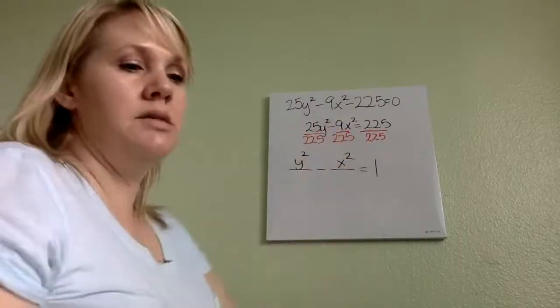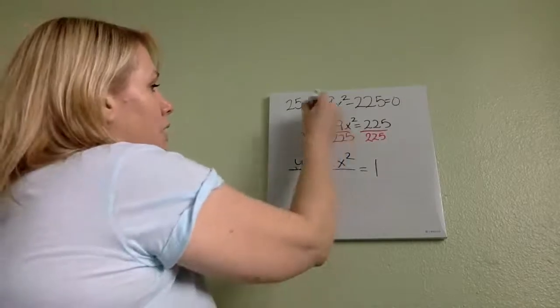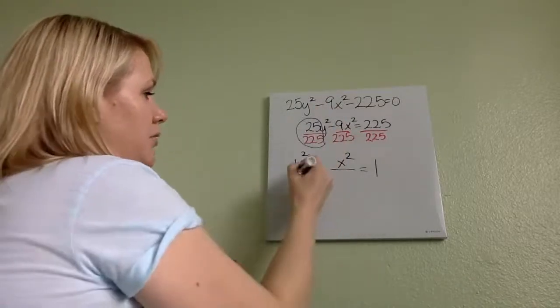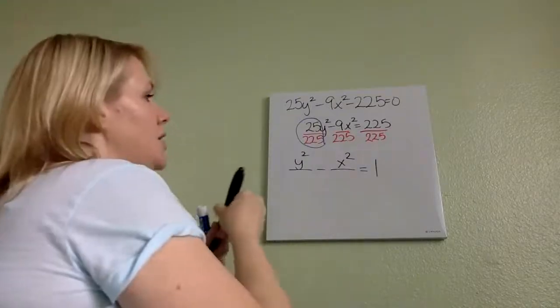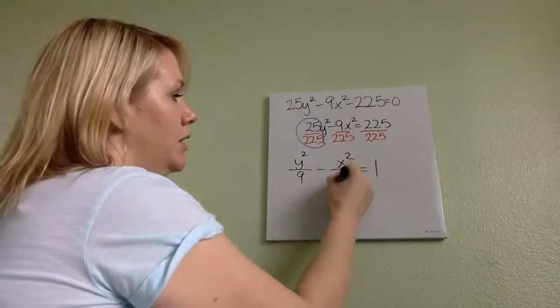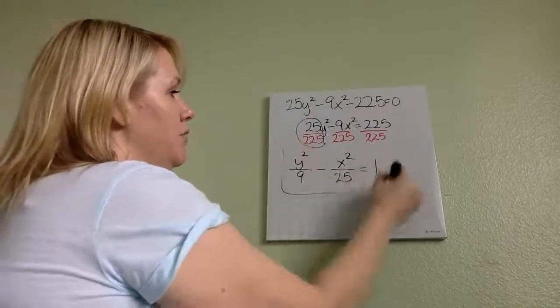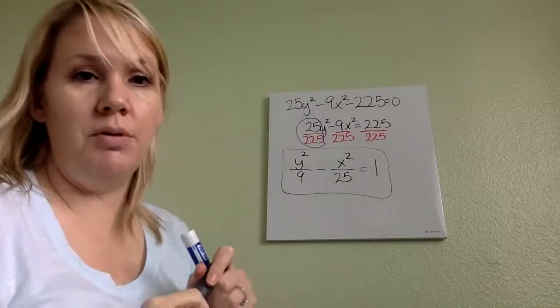And then I simplify those fractions. So 25 over 225 simplifies to 1/9. And then this would simplify to 1/25. And so that would be your final answer in standard form of a hyperbola.